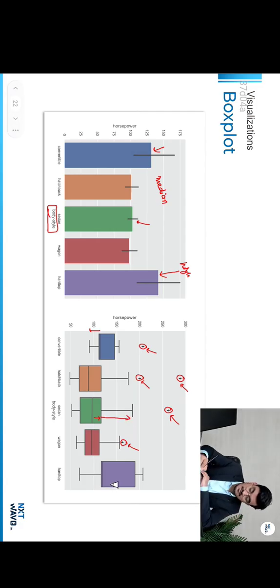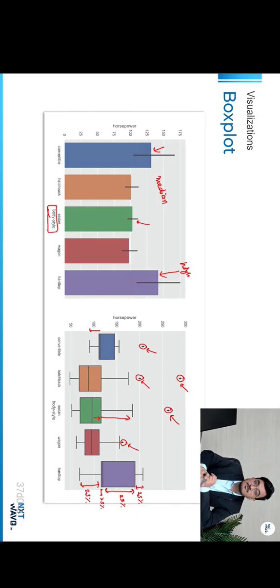We can observe the same with hardtop as well, where the median was quite high, but that's because some of the cars have very high horsepower in hardtop. So this represents the 25%, this represents the remaining 25%. This small chunk will represent 25%, and this range will represent 25% as well, right?